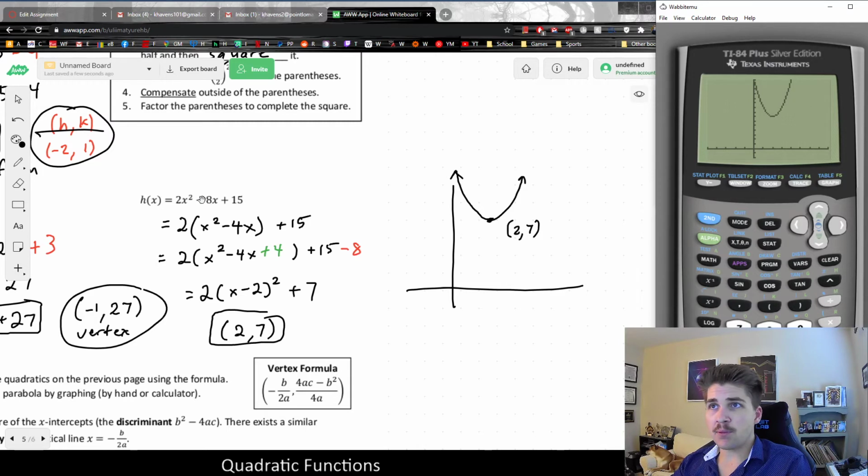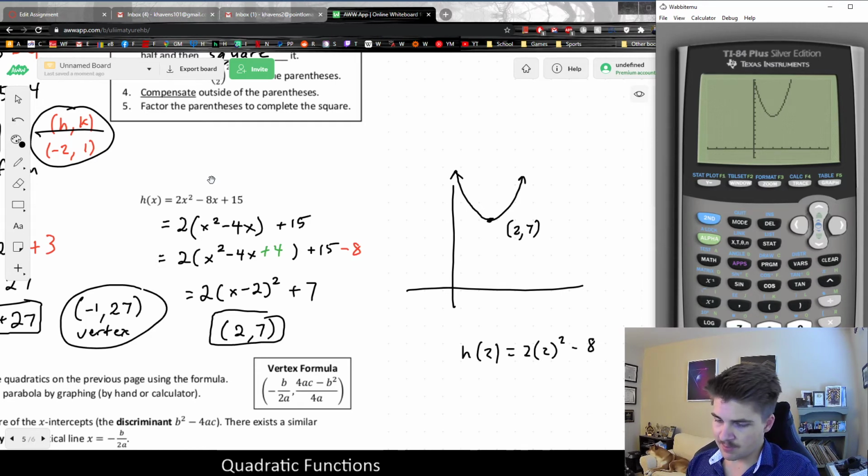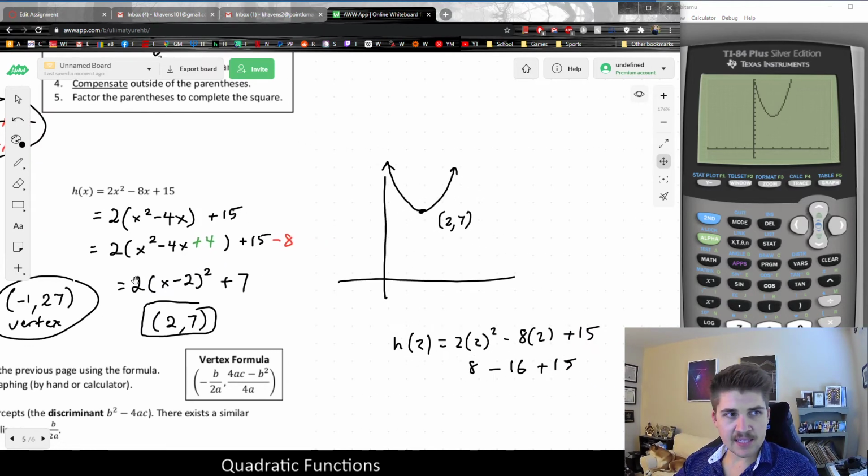But if we were point plotting, we could also check by plugging 2 into h of x to make sure. Because notice I haven't really verified that that actually does produce 7 for the y value. If I were to check h of 2, let's just do it as an exercise, that would give me 2 times 2 squared minus 8 times 2 plus 15. And 2 times 2 times 2 is 8, minus 16, plus 15. And that is indeed 7.